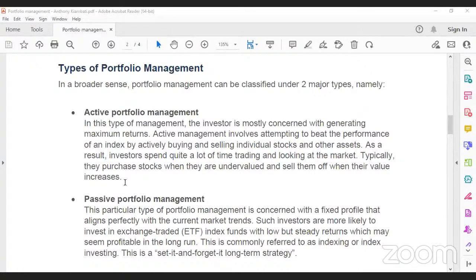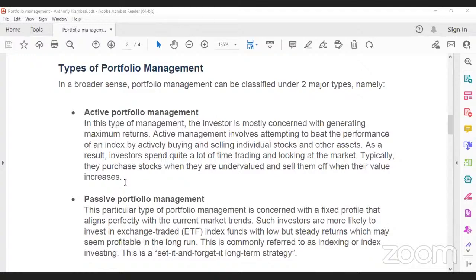So the two types of portfolio management, broadly mentioning, we have active portfolio management, and then we have passive portfolio management. I don't know what you guys like. Most guys are like, I want passive portfolio management because I don't get to work a lot. I don't have time to look at the markets. But anyway, both types of management are good.